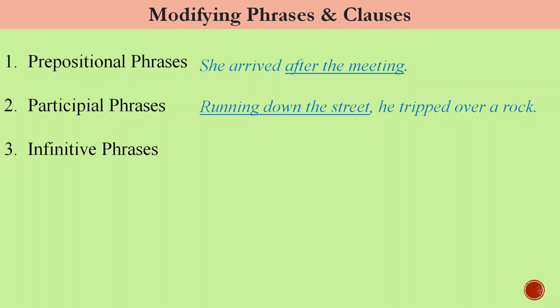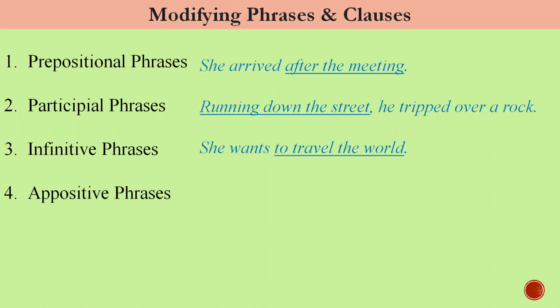An infinitive phrase acting as a modifier. She wants to travel the world. Here the phrase to travel the world is acting as a modifier. She wants what? To travel the world.